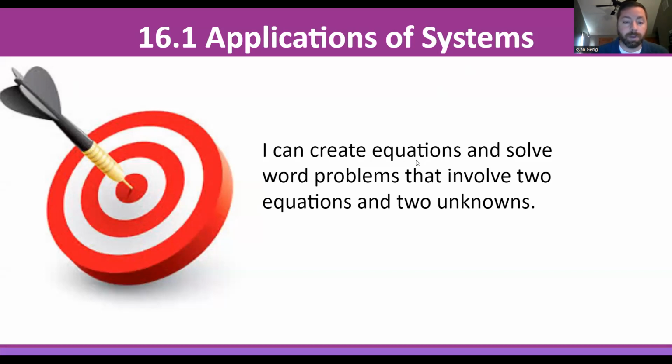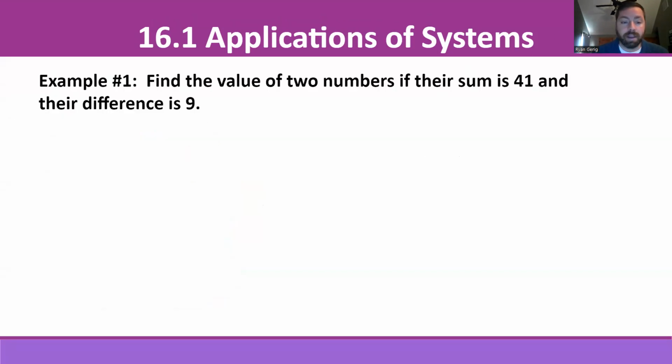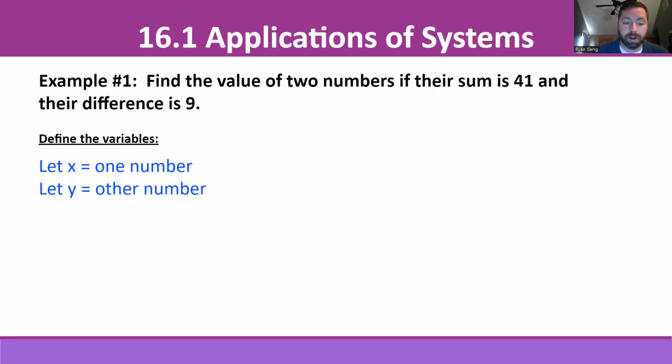Okay, so here's the first example. Find the value of two numbers if their sum is 41 and their difference is 9. So first thing you want to do is identify, what are we looking for? What are the variables? And there's going to be 2. This one's pretty easy. There's 2 numbers. We don't know either one. So we're going to let x equal one of the numbers and y equal the other number.